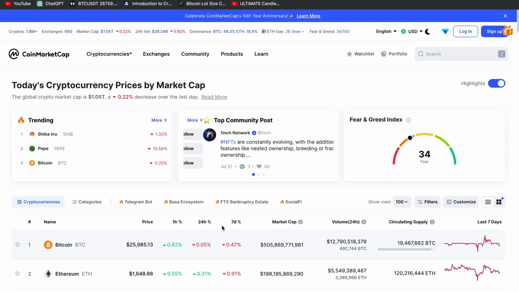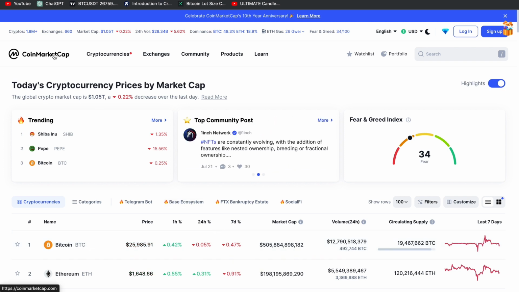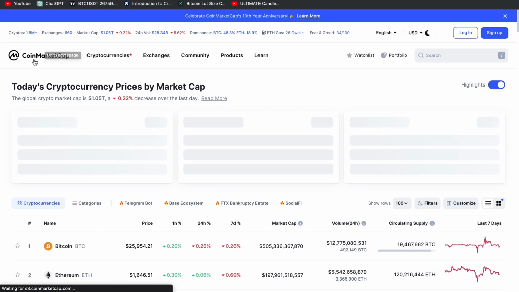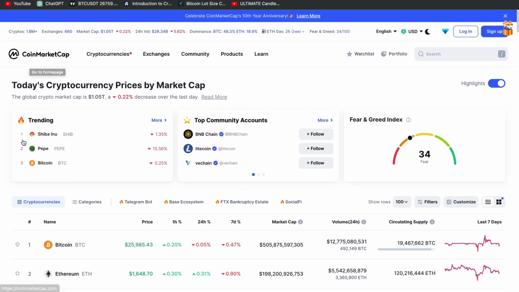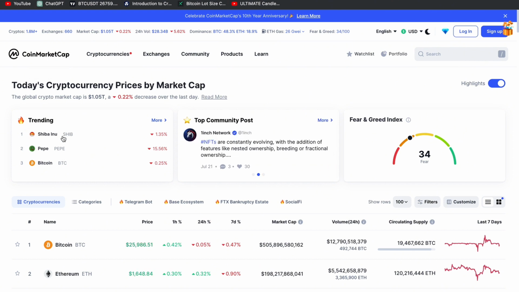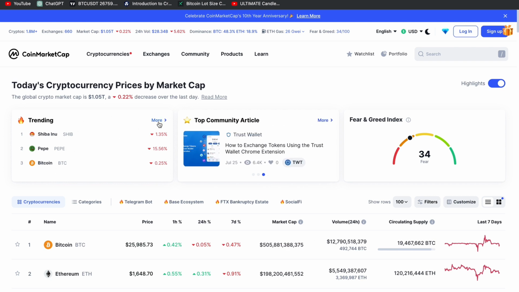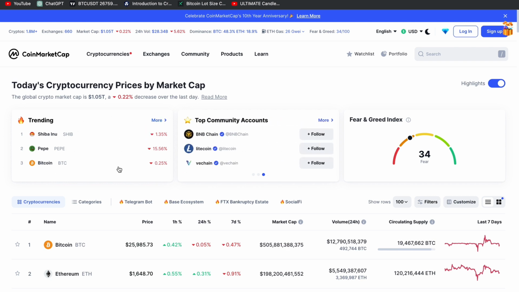So right now I'm on my CoinMarketCap dashboard. So if I click on the CoinMarketCap logo here at the left hand side, we can see we have trending pairs. So in the past 24 hours, these are the coins that are currently trending. So as for us to find a coin to trade, we just click on the more section.